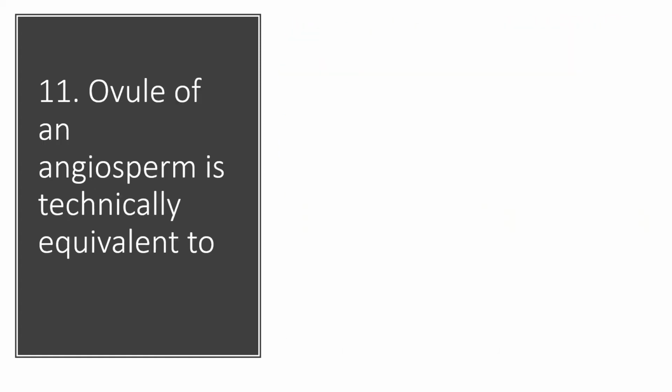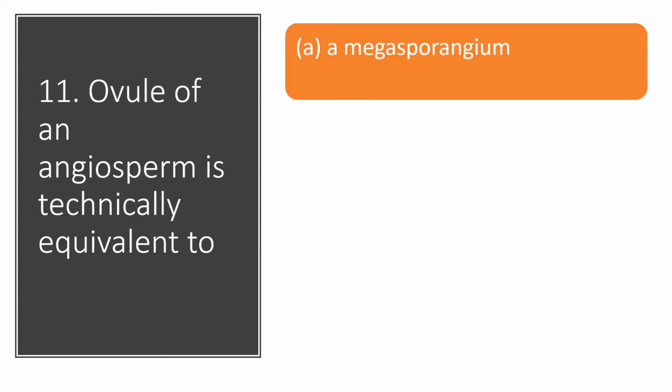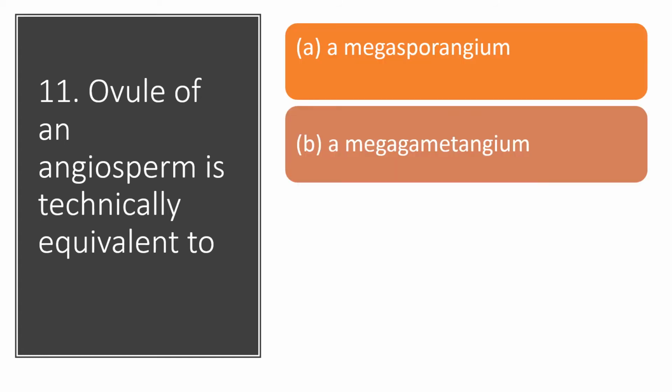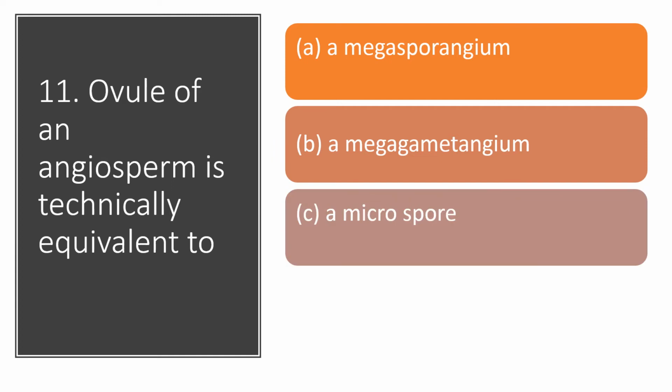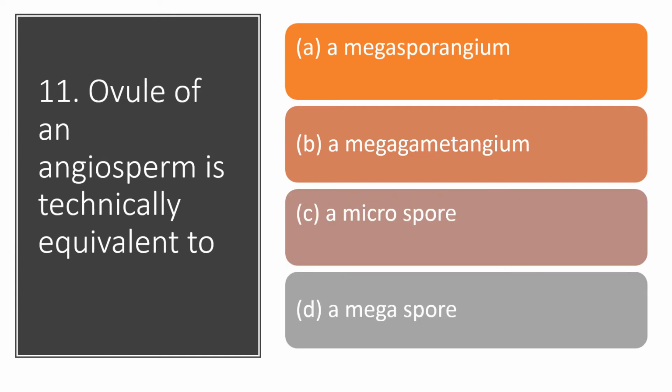Coming to the 11th question, the ovule of an angiosperm is technically equivalent to: option A, a megasporangium; B, a megagametangium; C, a microspore; D, a megaspore. So the right option is the megasporangium. Ovule is technically called a megasporangium.